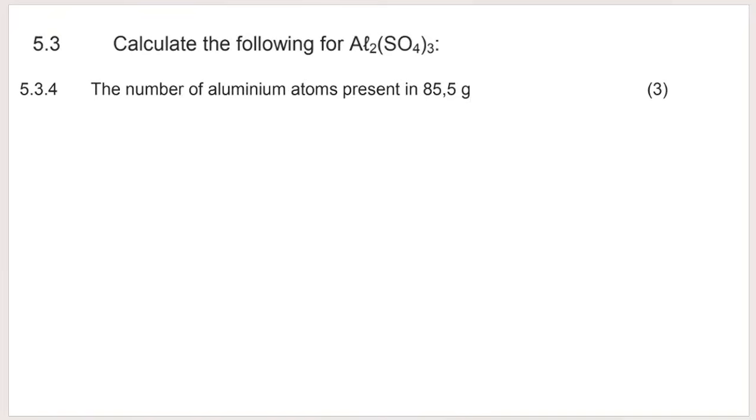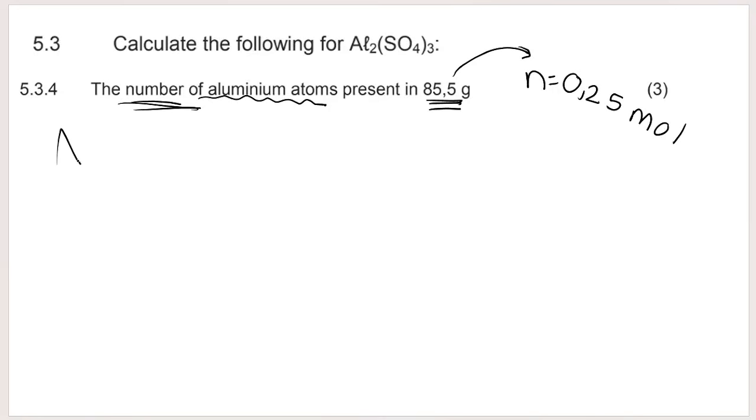Now the next question is a little bit more difficult. They want the number of aluminium atoms present in that same mass. Using that mass, we worked out that the number of moles present is 0.25 mole. Now they want the number of aluminium atoms. When you see calculate the number of, you should think about big N. And we know the formula involving big N, which is number of particles, compounds, atoms, is this. Right, so this is what I'm looking for. This is my prize.